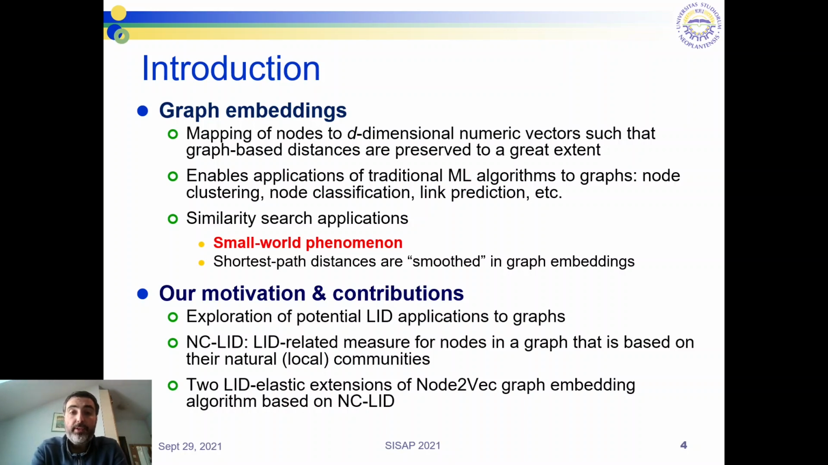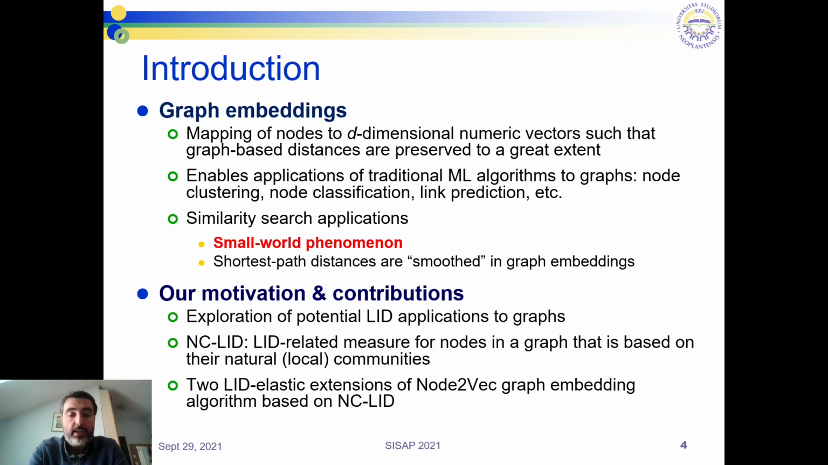And why would one want to do this? Well, one reason is to apply this whole universe of existing methods for machine learning and so on to graphs, which wasn't possible before, like clustering, node classification, and so on. Also, similarity search can benefit, especially since real-world graphs often have the small world property, which makes the distances be integers with not so many unique values present. So these distances can be smoothed out when we embed the graph.